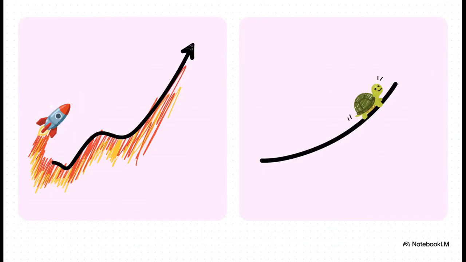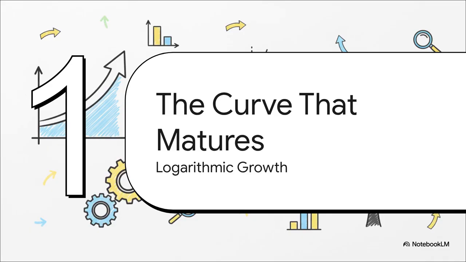But let's be realistic. Not everything can just shoot for the stars forever, right? Things run into limits. So what happens when growth can't go on and on? Well, that brings us to a totally different kind of pattern. One that starts out fast, but then, eventually, it starts to chill out. Okay, on to our second pattern, what I call the curve that matures. This describes things where you see these huge, amazing improvements right at the beginning, but then over time those gains get smaller and a lot harder to come by.